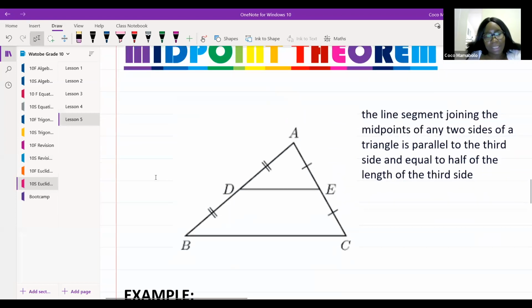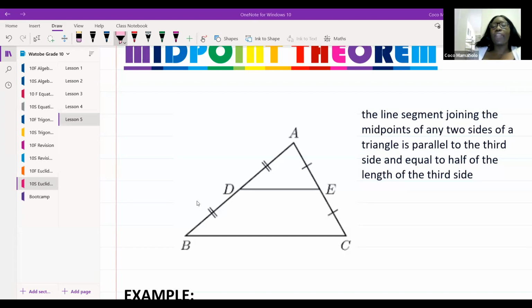All right. So the midpoint theorem sounds complicated, but it's not. In fact, if you were struggling with quadrilaterals, this is going to be a breath of fresh air. Okay, let's look at it.